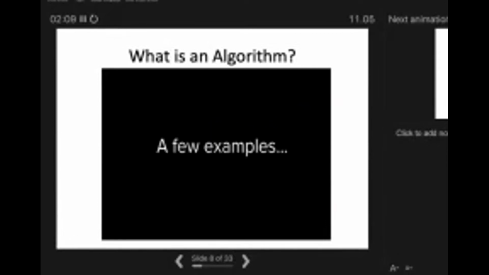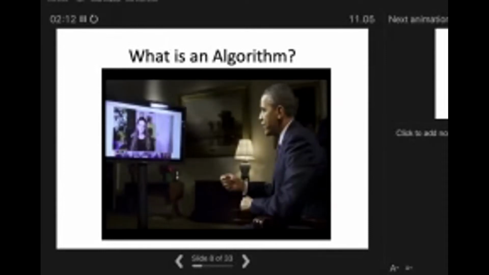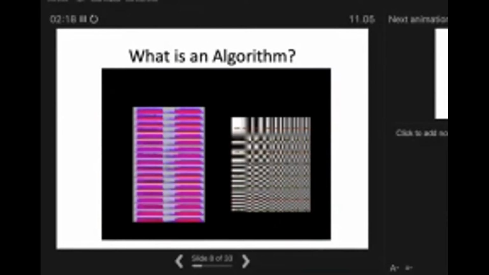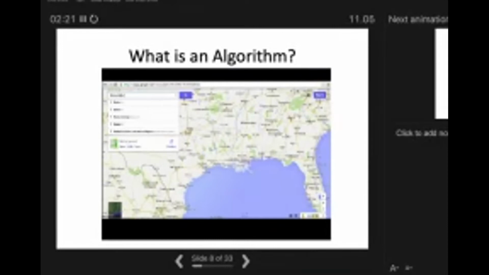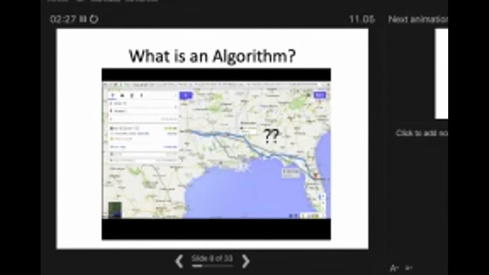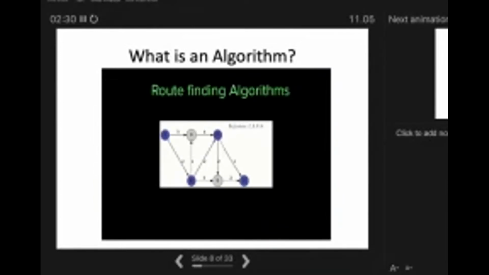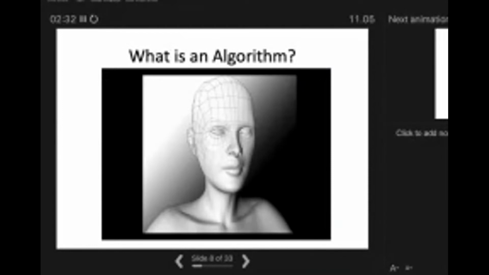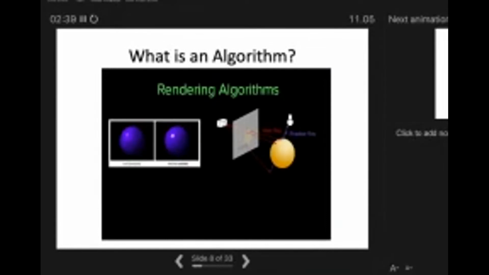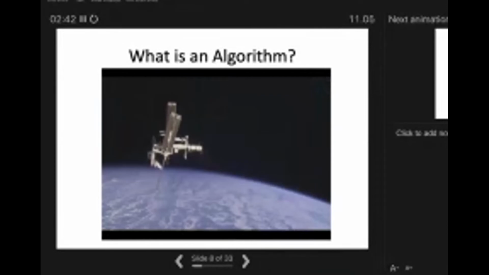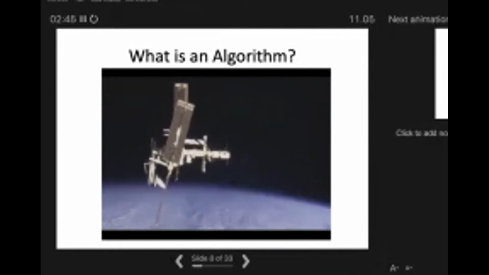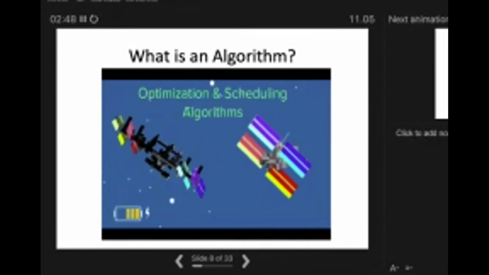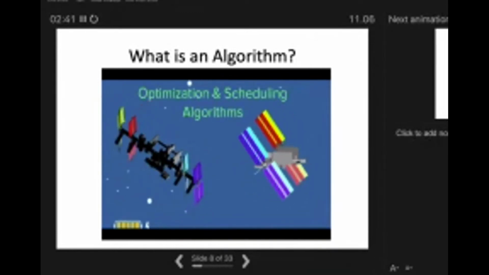Let's talk about a few famous algorithms. How does Google Hangouts transmit live video across the internet so quickly? They use audio and video compression algorithms. How does Google Maps figure out how to get from Dallas, Texas to Orlando, Florida so that you can get to Disney World? They use a route finding algorithm. How does Pixar color a 3D model of a character based on the lighting in a virtual room? They use a rendering algorithm. How does NASA choose how to arrange the solar panels on the International Space Station and when to rearrange them? They use an optimization and a scheduling algorithm.